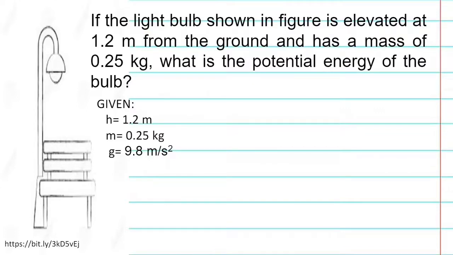The equation for potential energy is PE equals m, g, and h. We will multiply the value of the mass, the gravity, and the height. After we identify the equation, we can now proceed to the solution, which is our S. In this part, all you need to do is to substitute all the given values in the equation, and it will look like this.